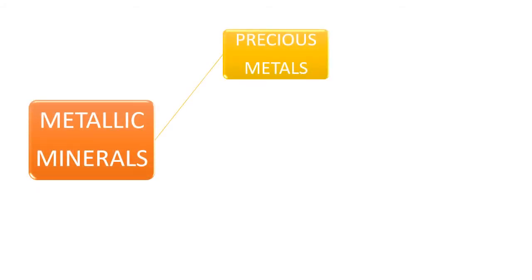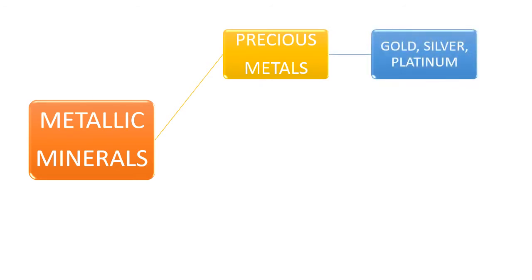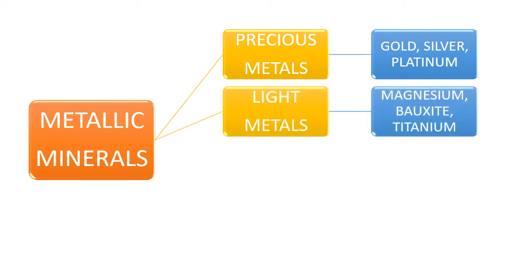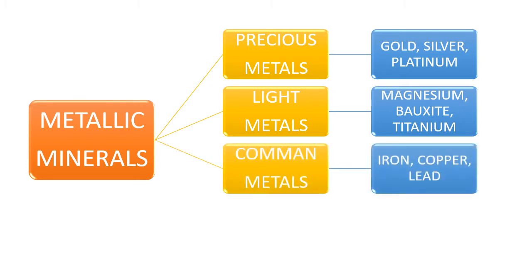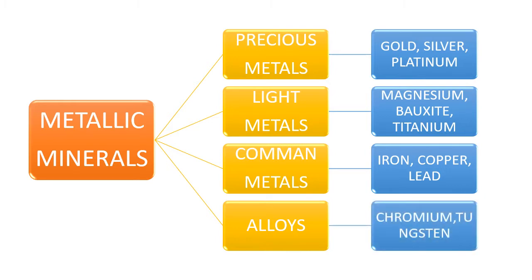The first type of metallic minerals are the precious metals. You can take examples like gold, silver, platinum. Second are the light metals, for example magnesium, bauxite, titanium. Next are the common metals, for example iron, copper and lead. Last are the alloys. Alloys are metals created with the mixture of two or more metals, that is chromium, tungsten, etc.